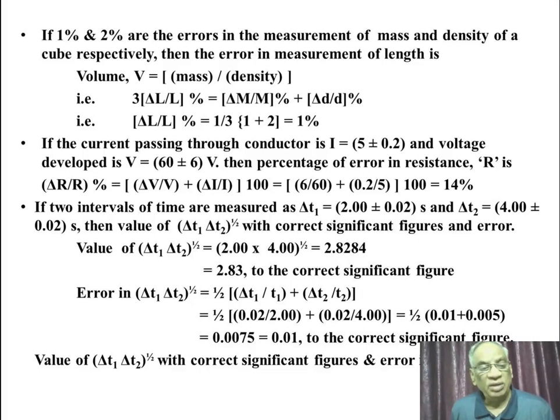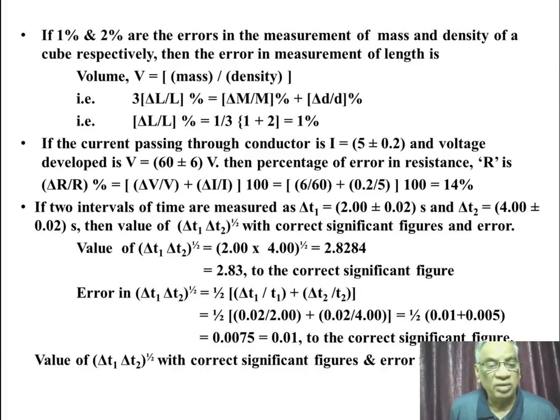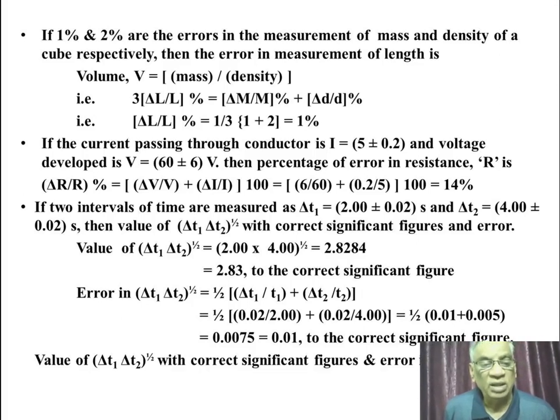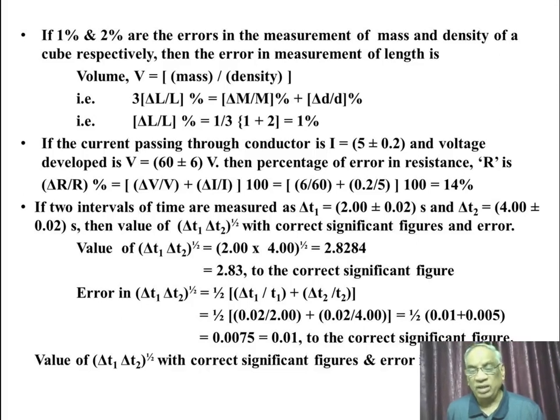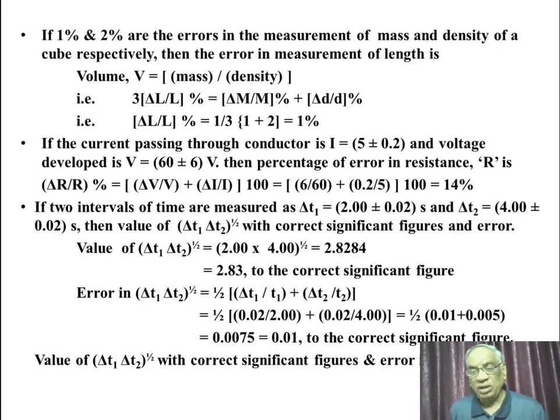And if you want to find the error associated, then half of delta t1 by t1 plus delta t2 by t2, because the power is half. You will get a value of 0.0075, that when reduced to 2 decimals is 0.01, the correct significance. So the actual value of t1 t2 to the power of half is 2.83 plus or minus 0.01. Like this we can solve numericals associated with errors, taking into account all the algebraic operations being carried out and the mathematical equations being used in the particular expressions.